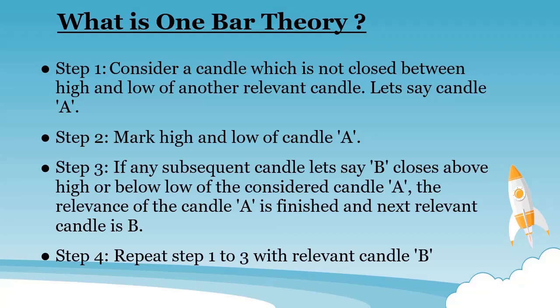Now once any candle closes above the marked high or marked low of the candle A, the relevance of the candle A is finished. Let's say another candle B has closed above it, so the next relevant candle is B. Now we will repeat steps 1 to 3 with the candle B. Now let's take a simple example and let's try to understand what exactly this theory is.